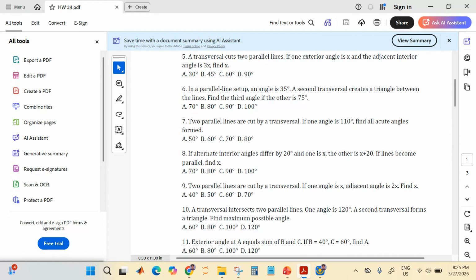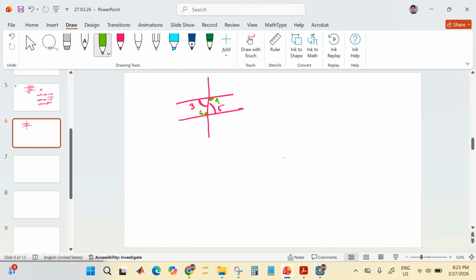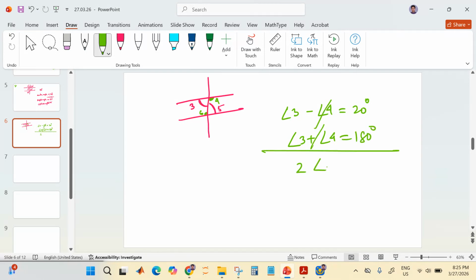Alternate interior angles differ by 20 degrees, and one is x and another is x plus 20. That means what? These differ by 20 degrees. That means angle 3 and angle 4 differ by 20 degrees, and the sum of these is 180 degrees. So directly you can write 2 times angle 3 equals 200. So angle 3 will be 100 degrees and angle 4, that means, 80 degrees. So these are the interior angles as per the question.